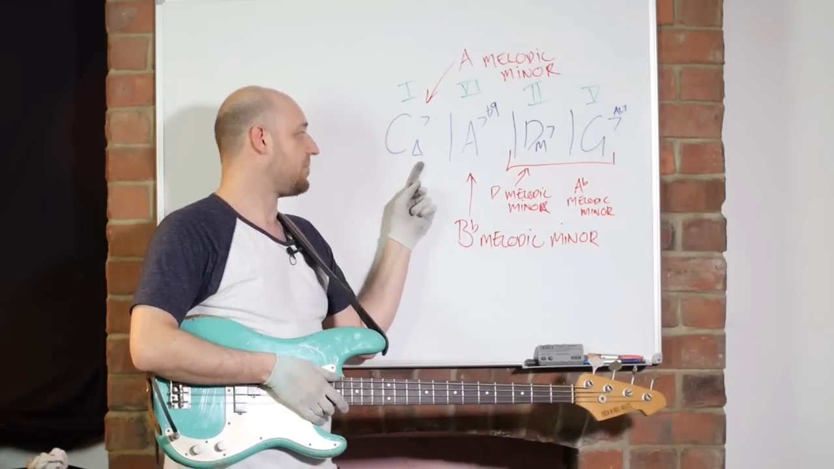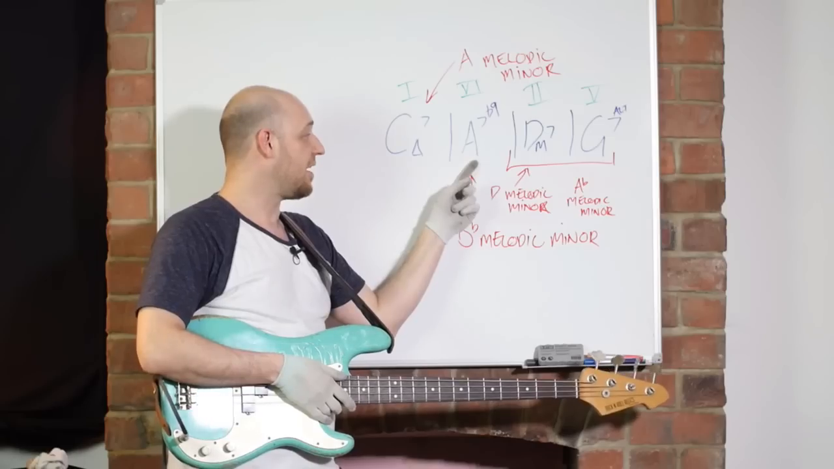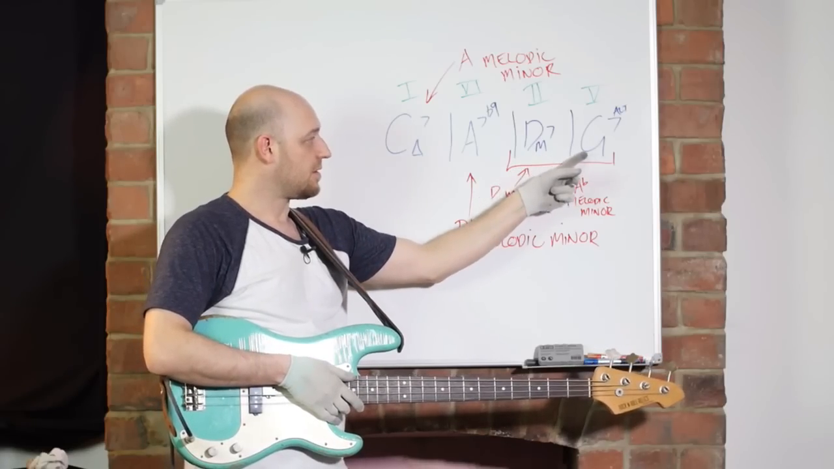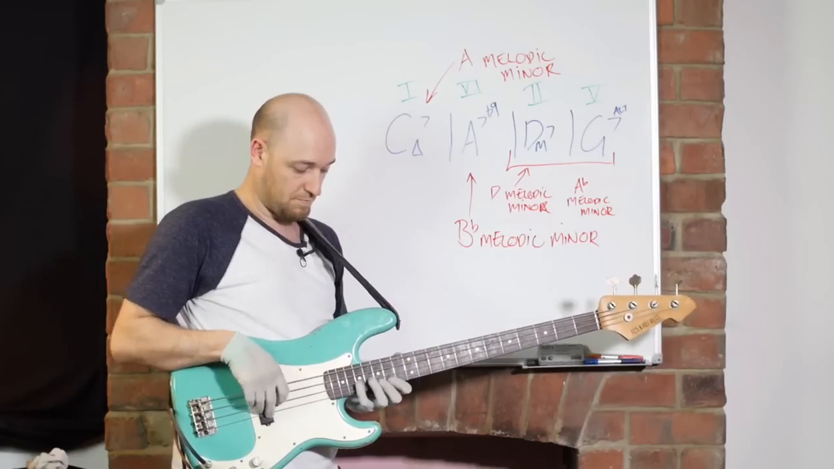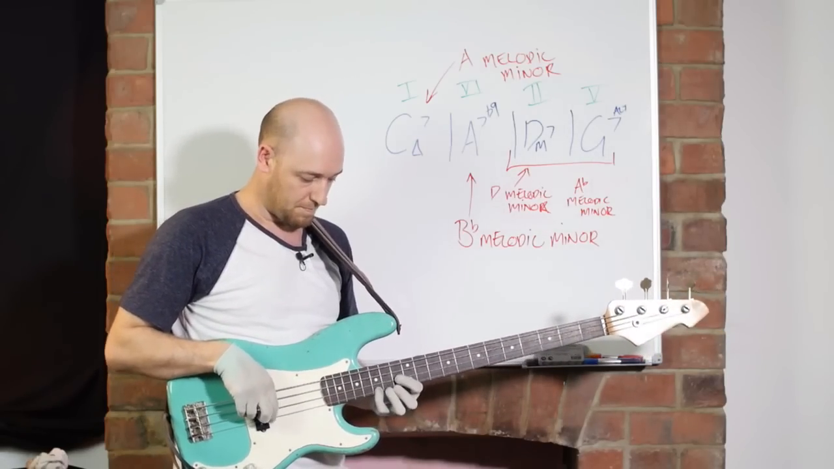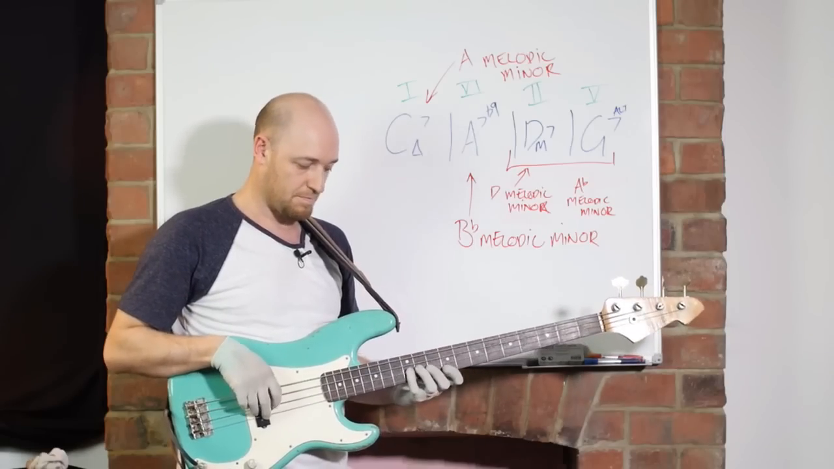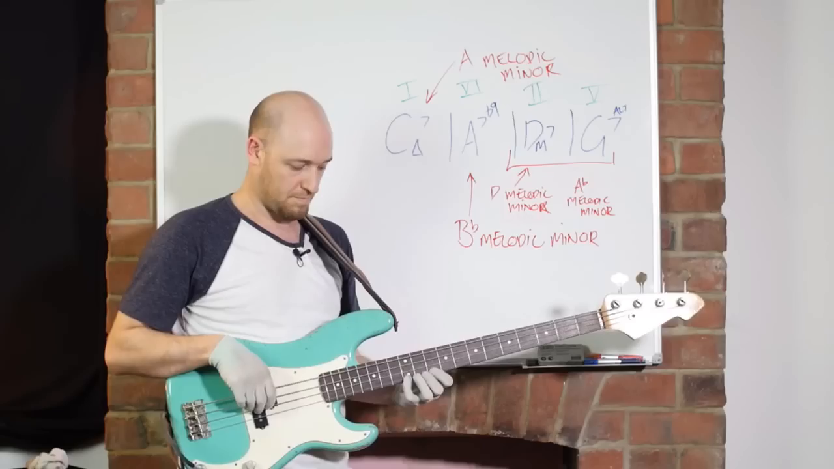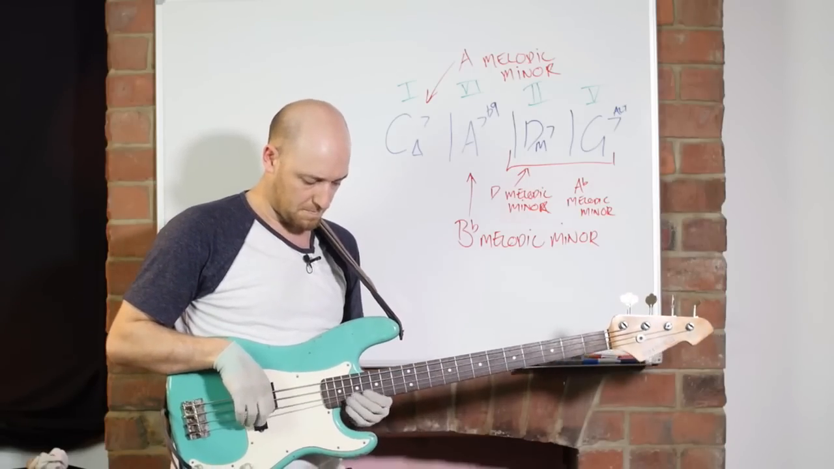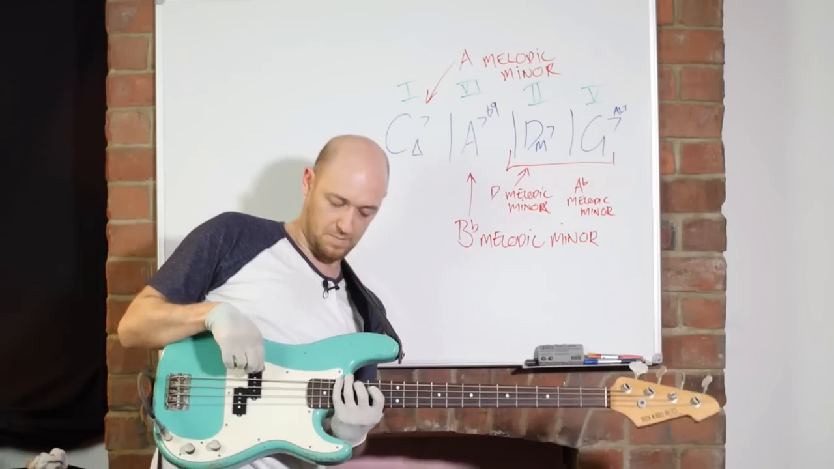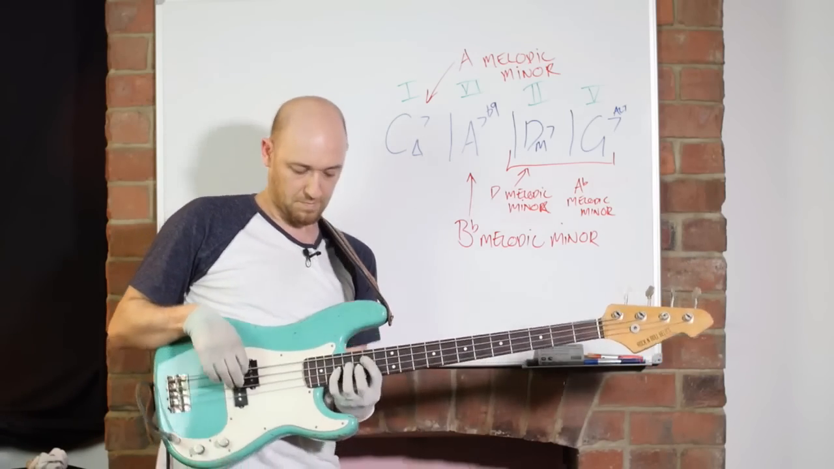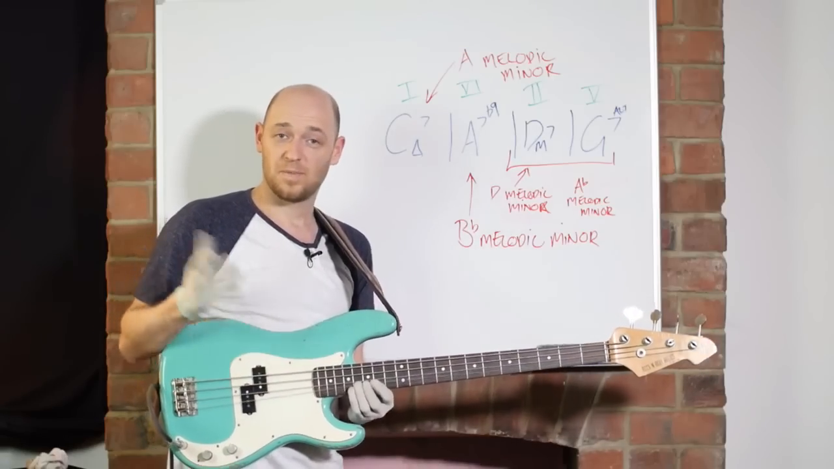That's the C major to the A7 flat 9 to the D minor 7, chord 2, to the G7. Dead simple.